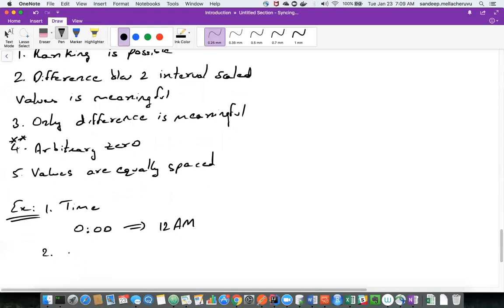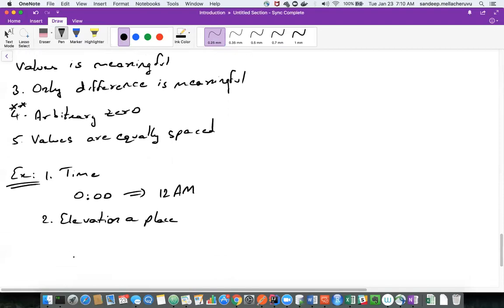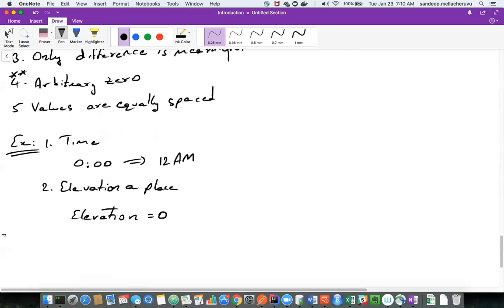Similarly, let's say the elevation of a place. Generally, elevations are always counted based on the sea level, right? If I say your elevation is 0, does it mean that there is no height at all? It means that the height is 0 when you compare it with your sea level. It doesn't mean that there is no height at all, right?